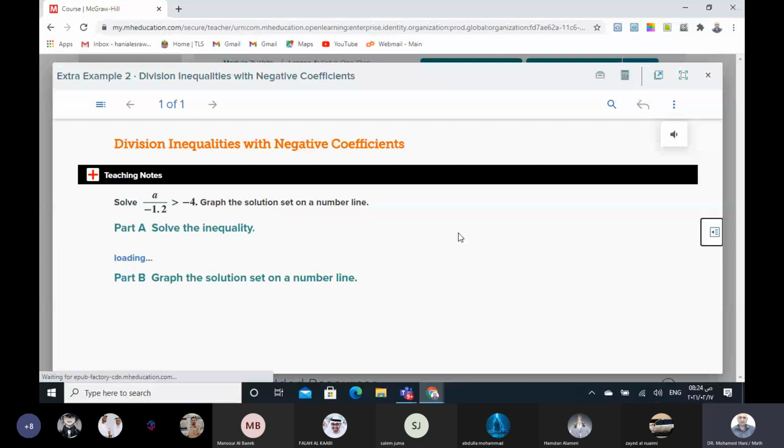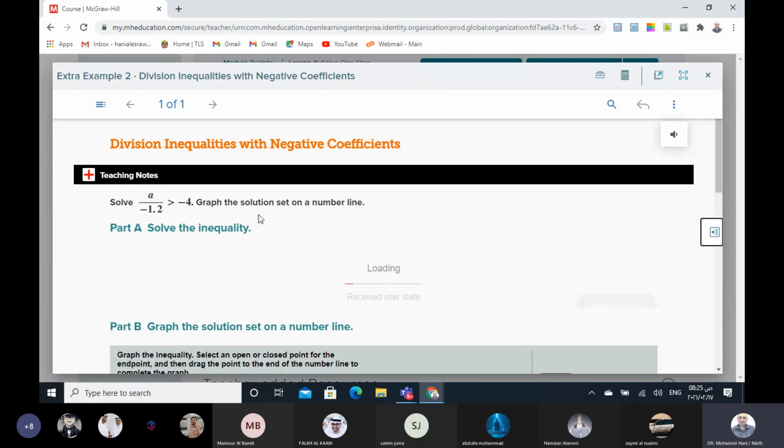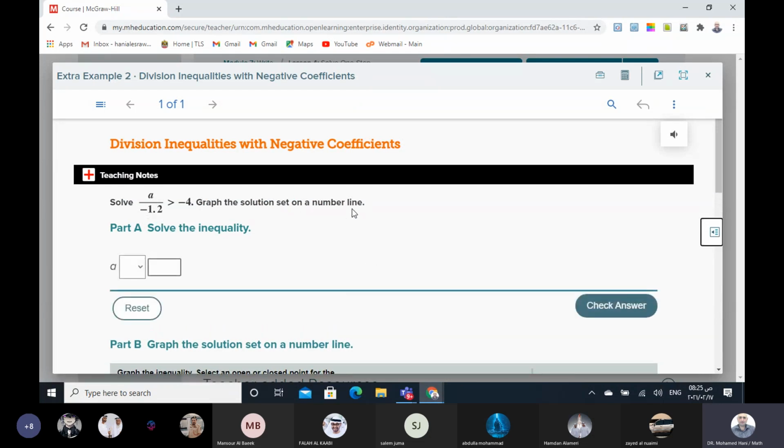Now we have this problem. Solve a over minus 1.2 greater than minus 4. Graph the solution set on a number line. I want you all to write this inequality, and please write to solve it and write to graph it. Start, please.